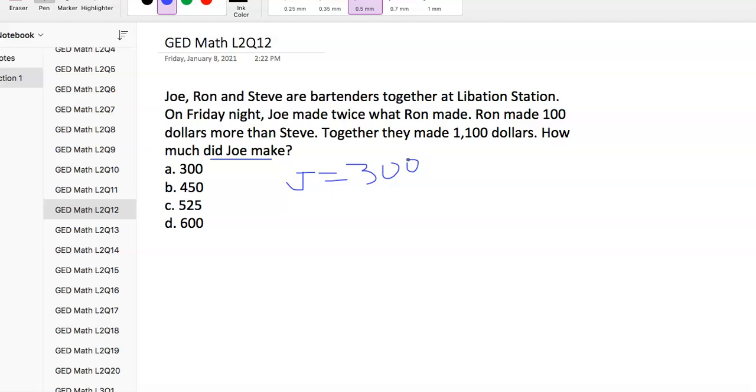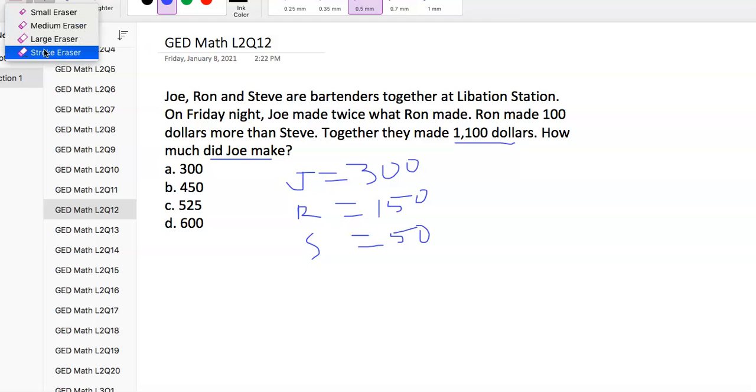Joe made twice what Ron made. So if Joe is 300, Ron is 150. Ron made $100 more than Steve, so that would mean Steve is only 50, right? And their total was 1,100. This does not equal 1,100, right? 300 plus 150 is 450, plus 50 is 500. So we're not even close. We're not even halfway there. So 300 was way too low.